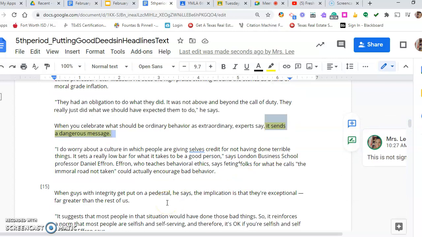I do worry about a culture in which people are giving themselves credit for not having done terrible things. It sets a really low bar for what it takes to be a good person, says London Business School professor Daniel Efron. Efron, who teaches behavioral ethics, says vetting folks for what he calls the immoral road not taken could actually encourage bad behavior. When guys with integrity get put on a pedestal, he says the implication is that they're exceptional, far greater than the rest of us.